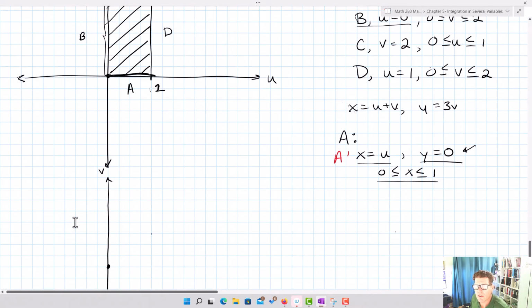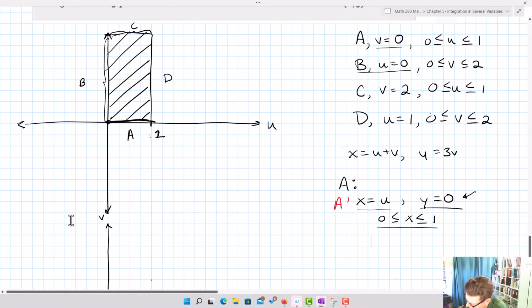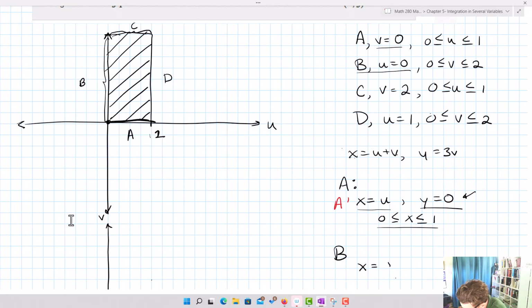Now let's take a look at B. B has U equals 0, so that means X equals V, and then Y equals 3V.